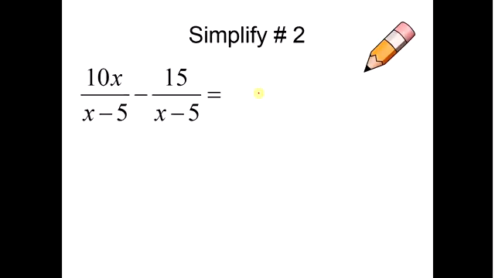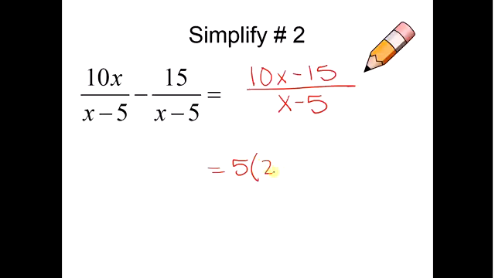What about this one? 10x over x minus 5 minus 15 over x minus 5. I have like denominators, so I'm going to add or subtract, in this case, numerators. So 10x minus 15. That is 10 cows minus 15 ducks. Can't do anything with that. So it's going to be 10x minus 15 put together over x minus 5. Now, I noticed something. I can take 5 out of 10x and 15. So let's take 5 out. I'm going to get 2x minus 3 over x minus 5.